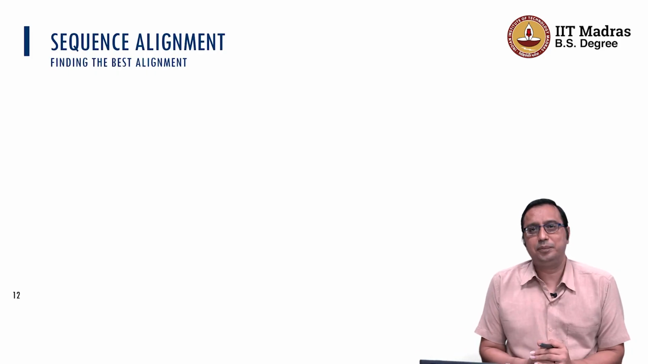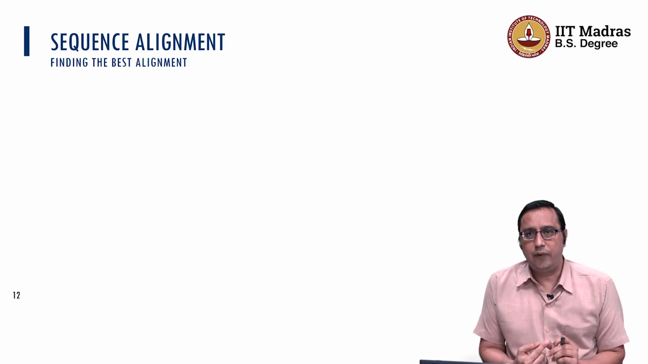Now the question is, we discussed scoring for match, mismatch, importance of scoring gaps. Now the bigger question is, how do we find the best alignment?